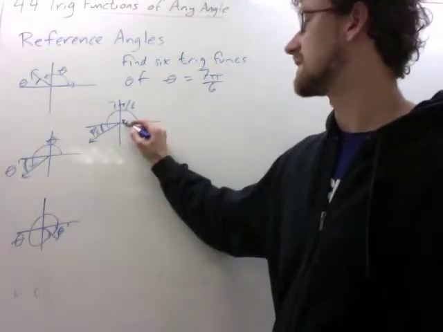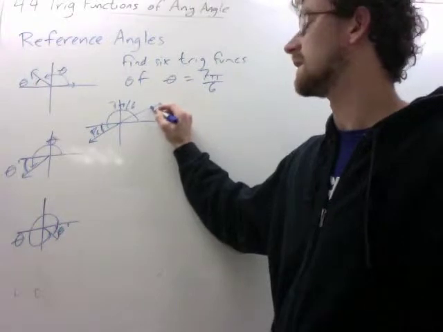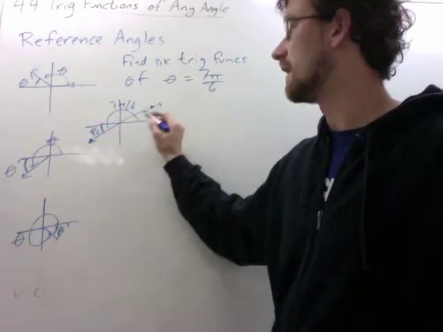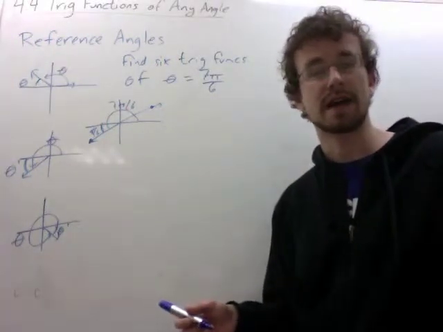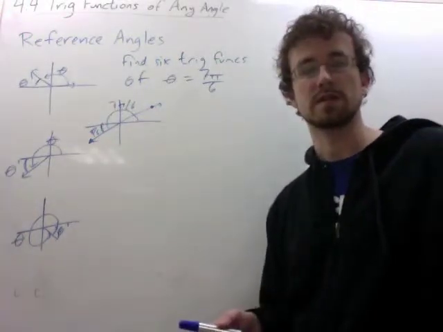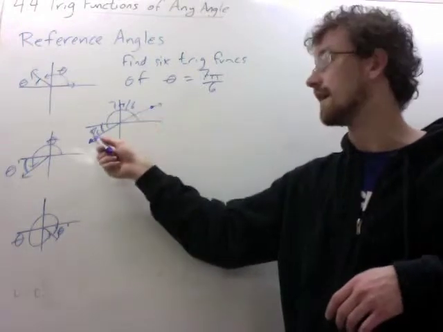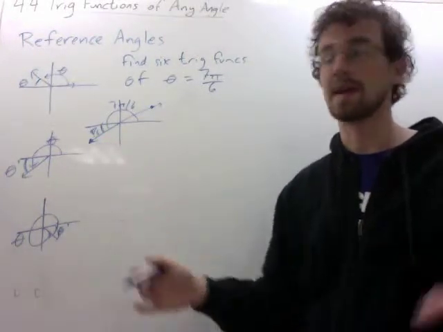Now pi over 6 is an angle we know the trig functions of, it's out here. It hits the unit circle at some point over here. This hits the unit circle at some point over here. And these two points are the same except for the sign that is attached to the x and y coordinates. So we can use our trig functions of pi over 6 and then attach the correct sign from what we know about quadrant 3 angles.